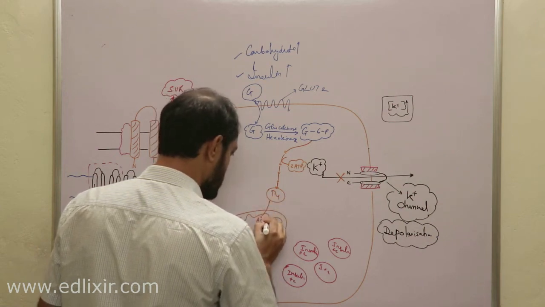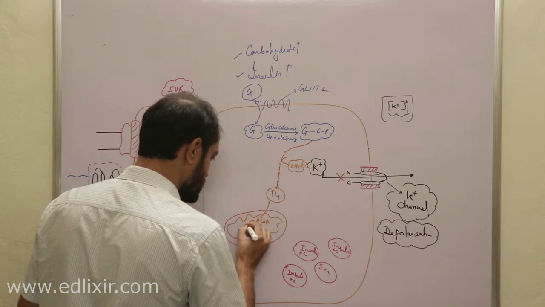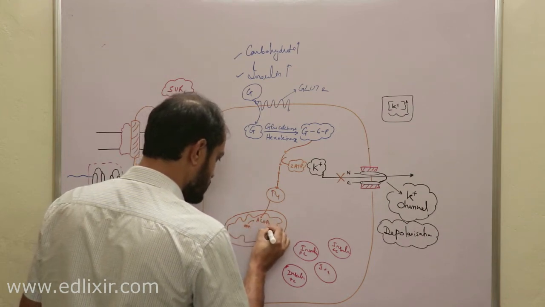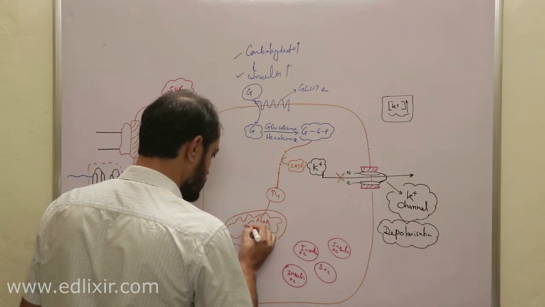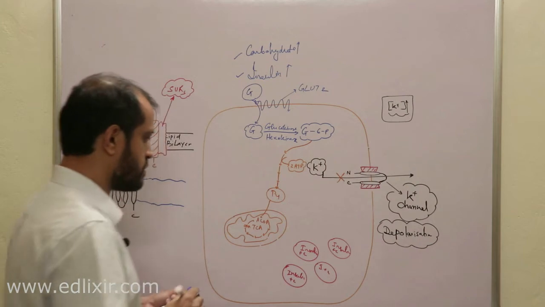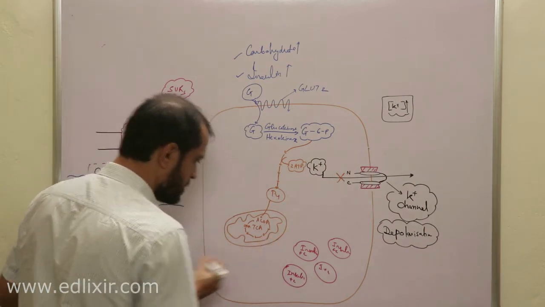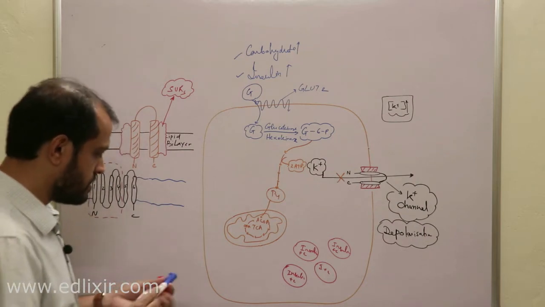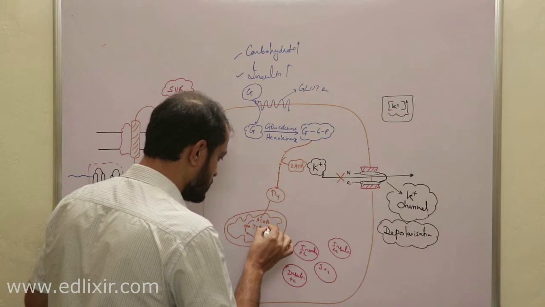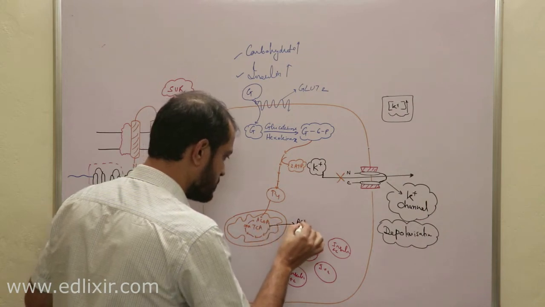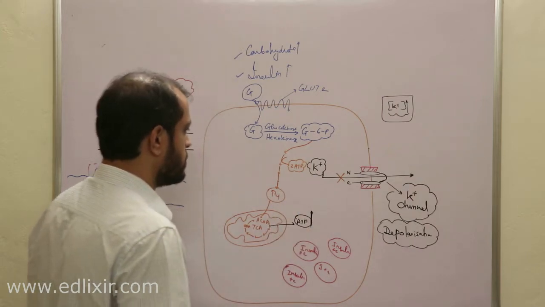They will be converted into acetyl coenzyme A, and acetyl coenzyme A together with oxaloacetate will enter the TCA cycle, right? Clear? And again due to the entrance of this acetyl CoA there will be another what? ATP concentration will increase in the cell, right?